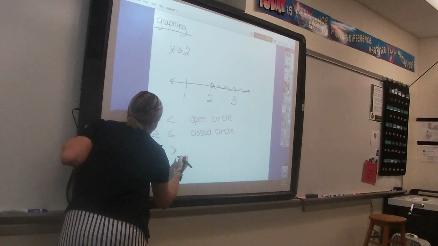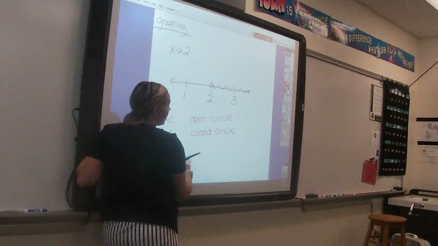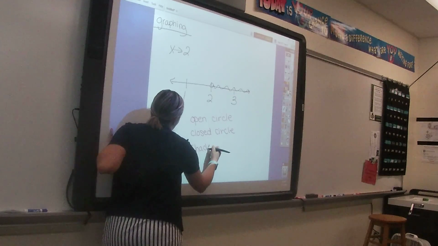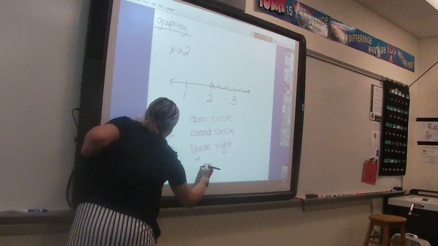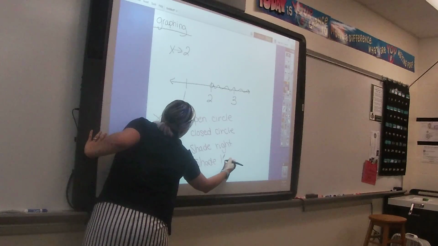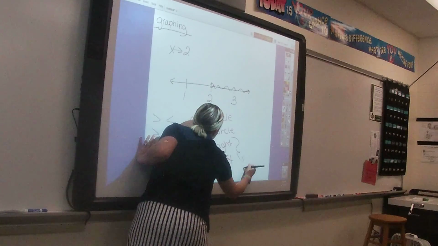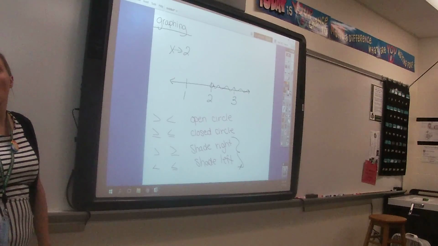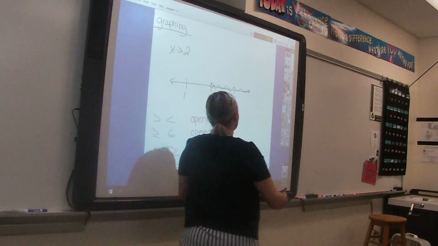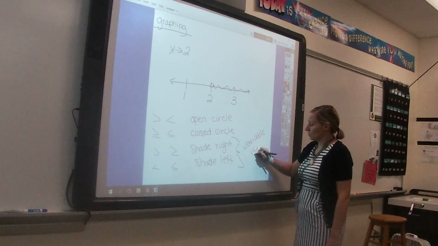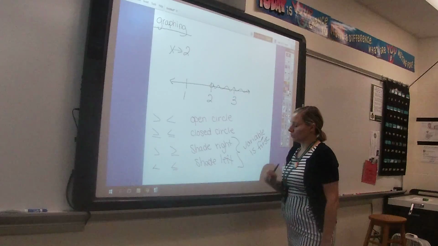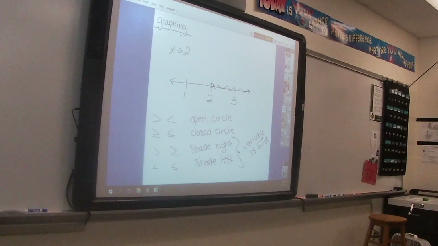Now, this rule we're going to talk about in a minute. If it's greater than or equal to, we are going to shade right. If it's less than or equal to, we are going to shade left. But those two things only work if the variable is first. Okay?